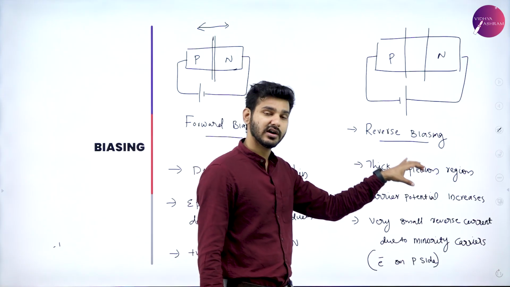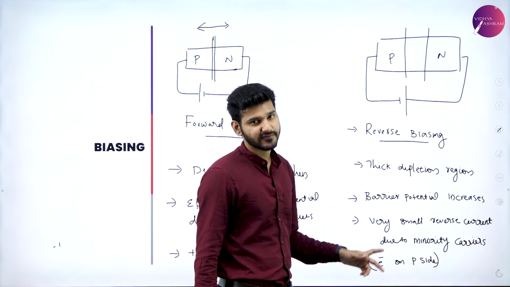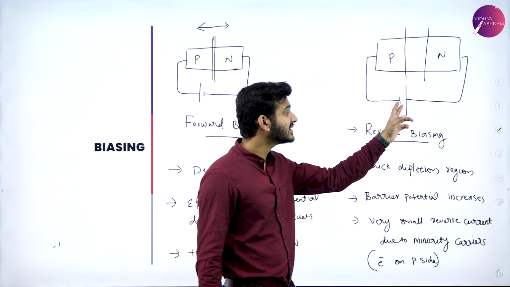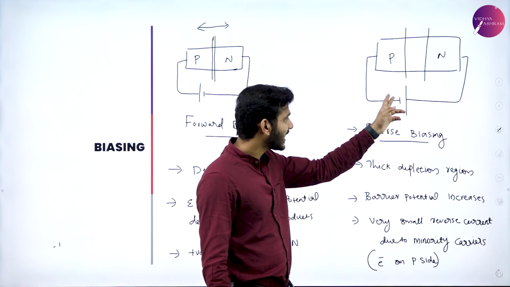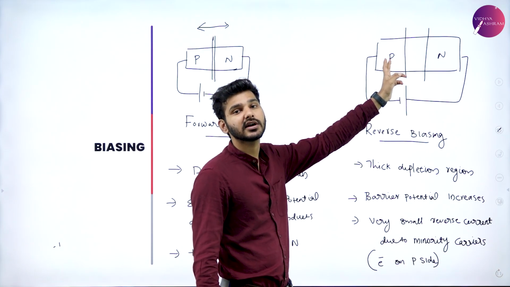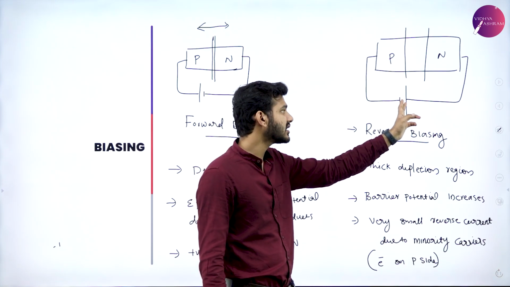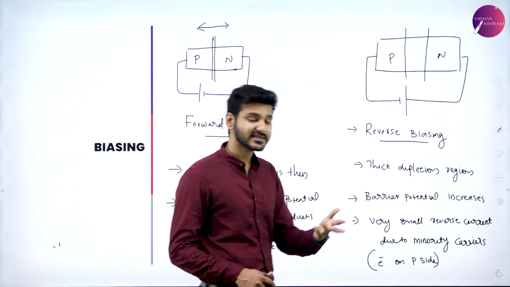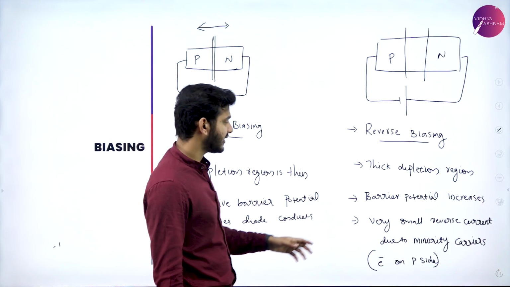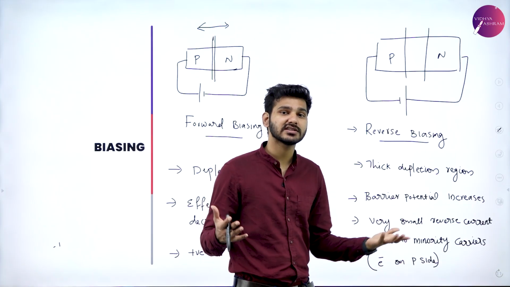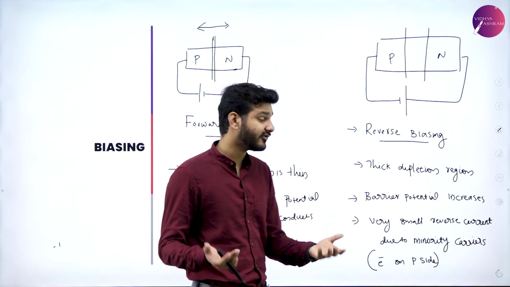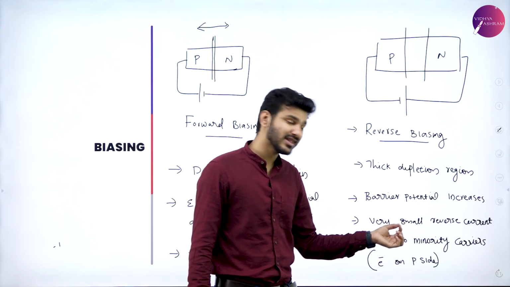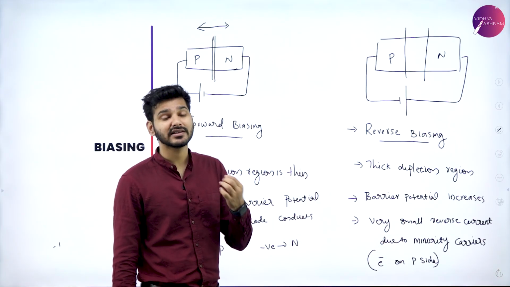Similarly for reverse bias, everything will be flipped. The depletion region will be large as the connection is reversed, and the negative side will be connected to the P side of the semiconductor diode, and the positive terminal will be connected to the N side. Then the potential barrier increases, which means conduction will be very difficult and only a very small amount of current will be there. That particular current is a reverse current.